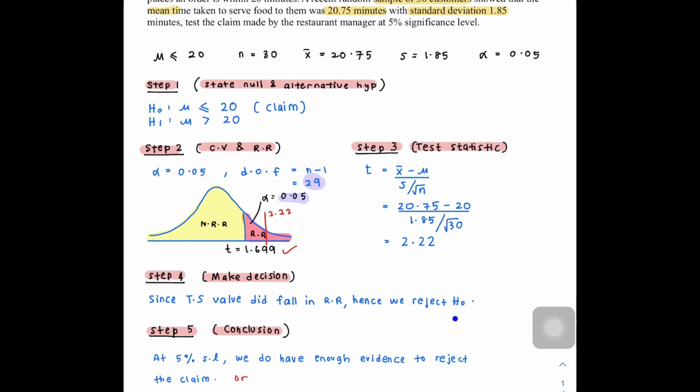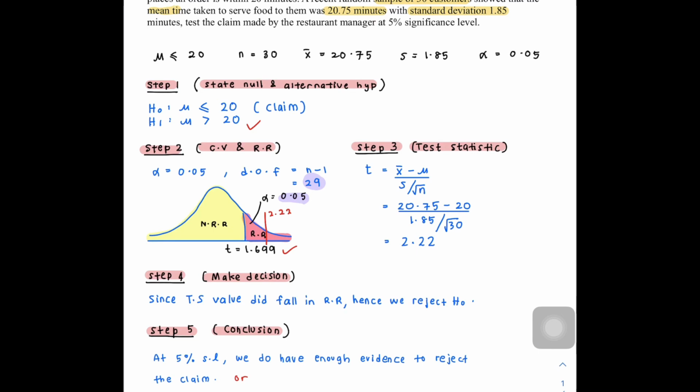Okay. So what happens if you reject H0? Meaning that you are rejecting the claim. So you are accepting the second statement. The question asks, test the claim made by the restaurant manager. So how can you conclude? At 5% significance level, we do have enough evidence to reject the claim. Because the question just asked to test the claim.